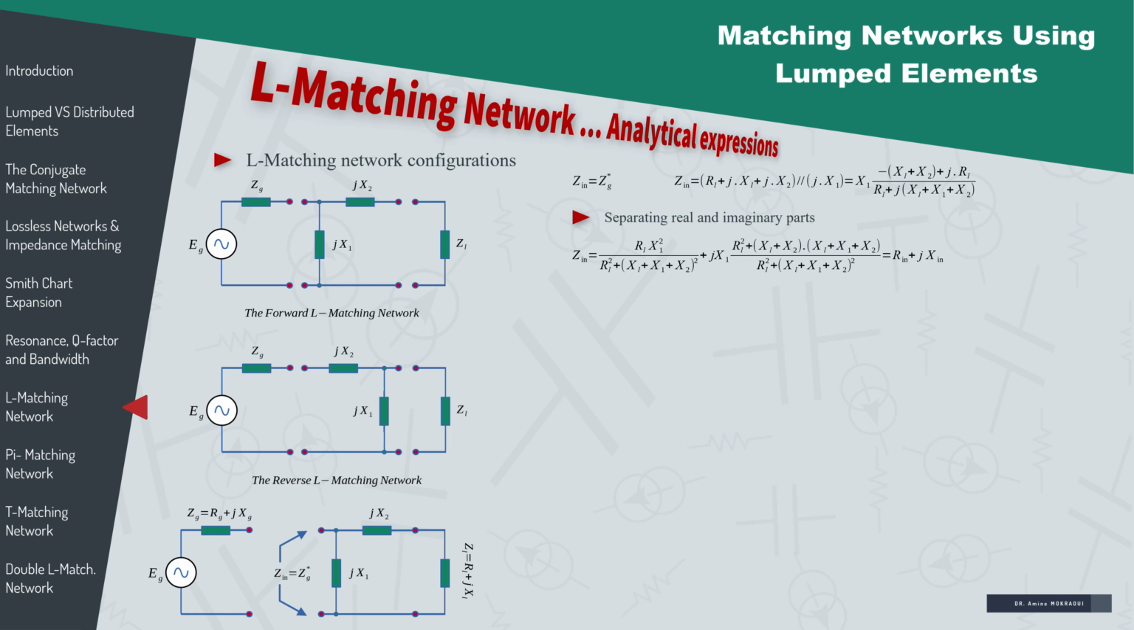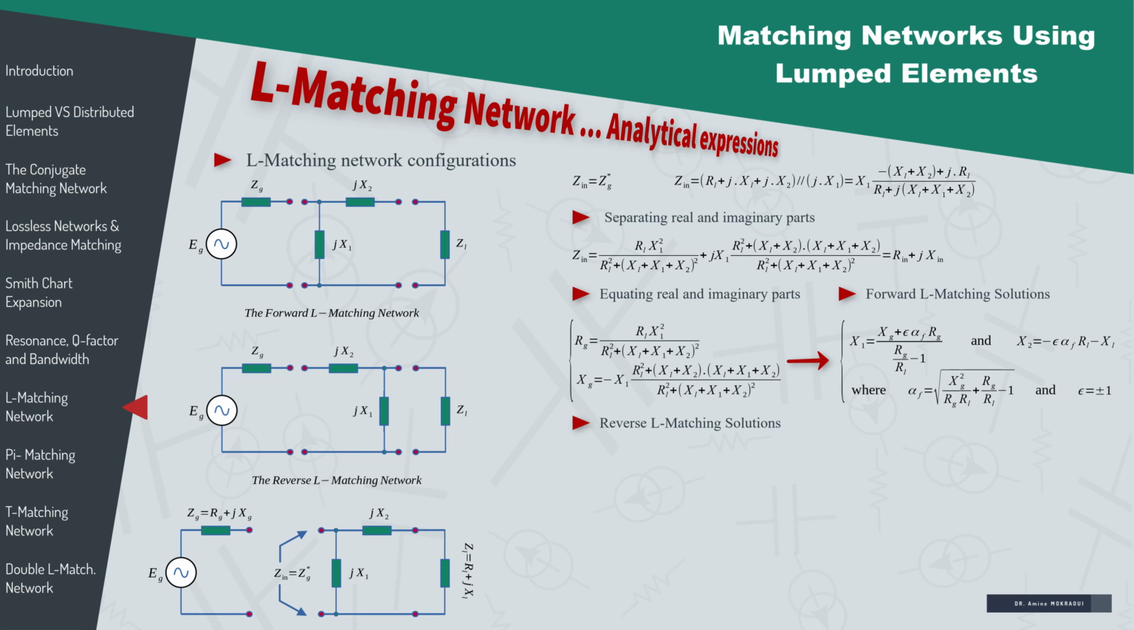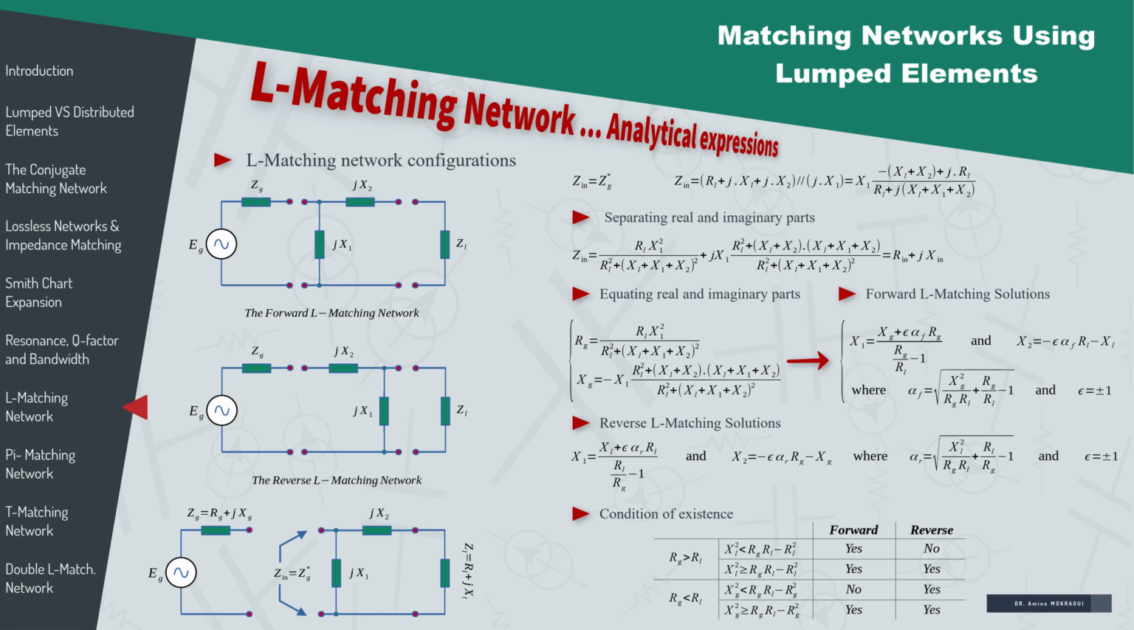Applying the conjugate matching condition yields a set of two equations with two unknowns, X1 and X2. After several algebraic manipulations, we find two solutions for X1 and X2. Here they are. For the reverse configuration, it suffices to swap ZG and ZL to find the corresponding solutions. In order for a topology to be realizable, it's necessary for the values under the square root to be positive. The following table summarizes all cases.